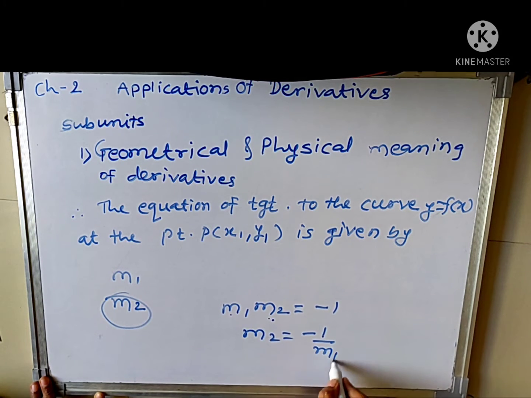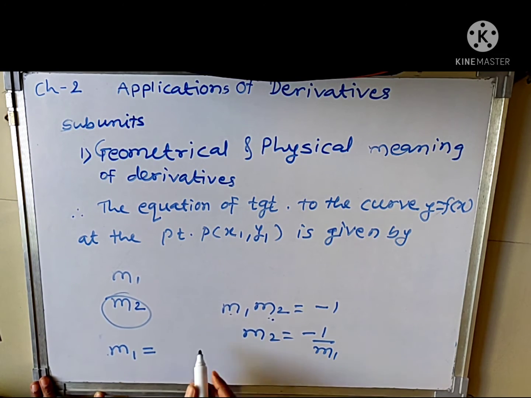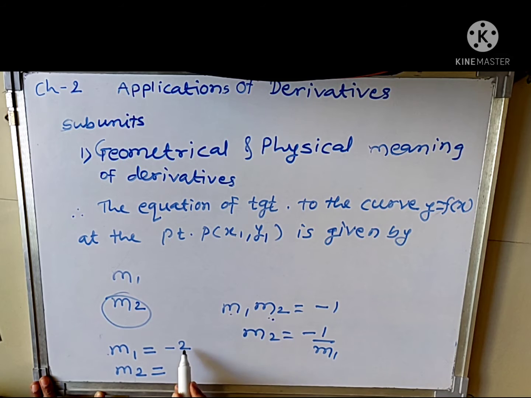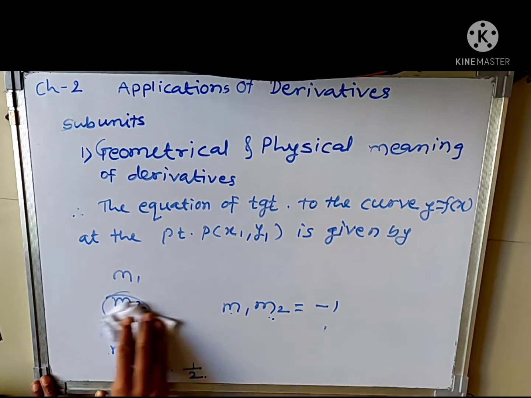minus 1 upon m1. Suppose the slope of a tangent m1 is given as minus 2, then how to find out the slope of a normal? You have to take the reciprocal of the slope of the tangent, that is 1 upon 2, and take the sign opposite to the slope of a tangent. Therefore, it is a plus. Therefore, the slope of a normal is 1 by 2. Are you getting, students?